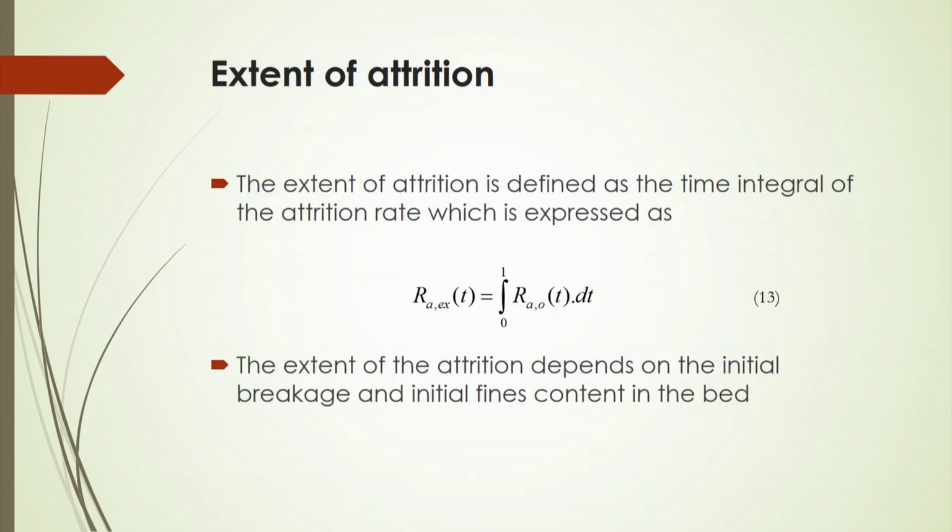Now, what is the extent of attrition? Extent of attrition means the time integral of the attrition rate, which is expressed as R A Ex for extent, and that depends on time. So, as a function of time, it will be the integral from 0 to t of R A dt. The extent of attrition depends on the initial breakage and initial fines content in the bed.